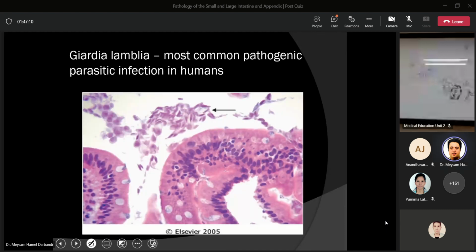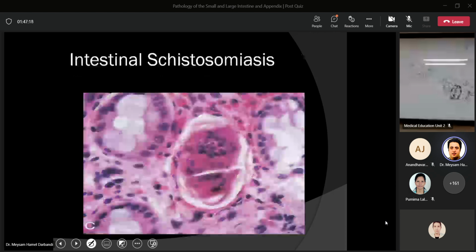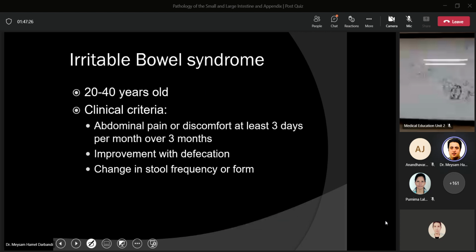So, yeah, Giardia lamblia, most common pathogenic parasitic infection in humans. So, intestinal schistosomiasis is another one. Let me move to irritable bowel syndrome. So the age group affected is 20 to 40 years old. Clinical criteria is abdominal pain or discomfort at least 3 days per month over 3 months. Improvement with defecation. Change in stool frequency or form.